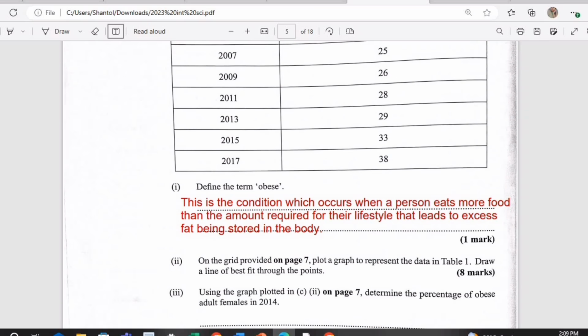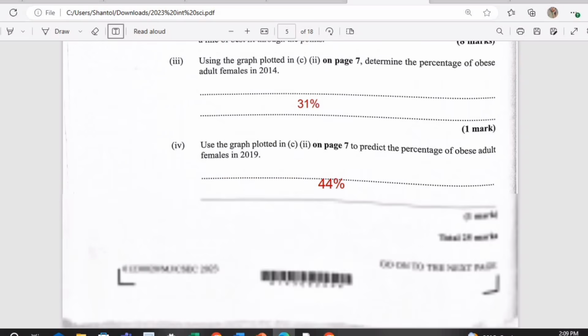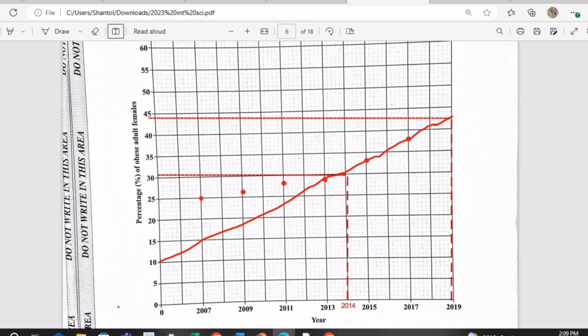The next part of the question says, on the grid provided on page 7, plot a graph to represent the data in table 1. Draw a line of best fit through the points. That's for 8 marks. It also says, using the graph, we're going to determine some data. So let's look at how we plot the graph first of all. Now the table shows us the year and also shows us the percentage. Pretty straightforward numbers. So let's look at the graph. Let's look at what they asked us to do and what they gave us.